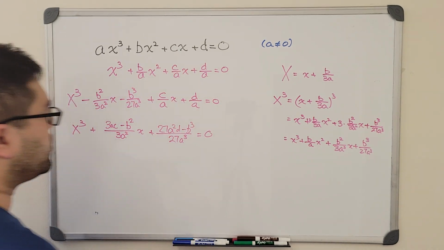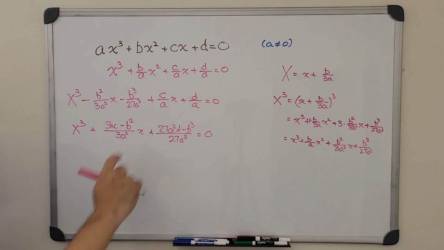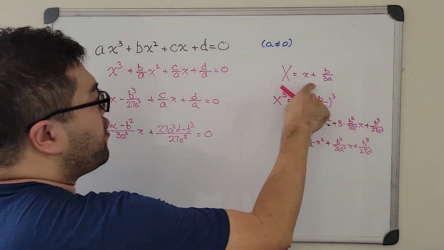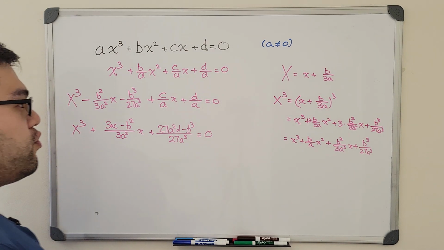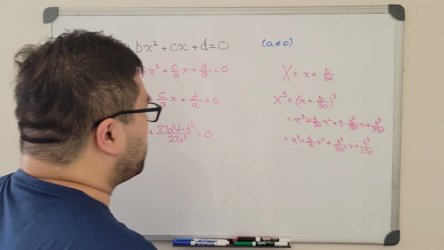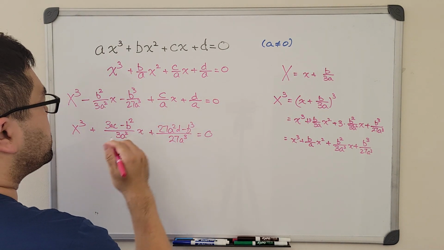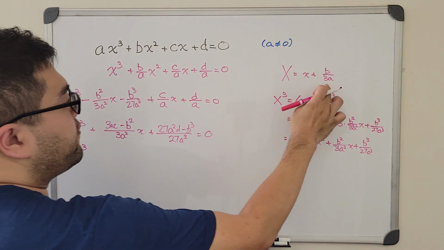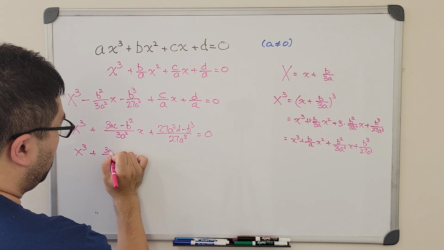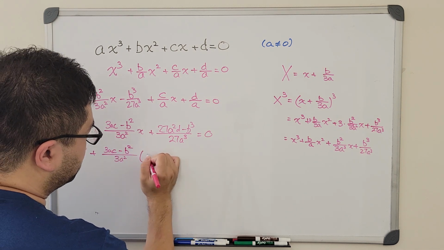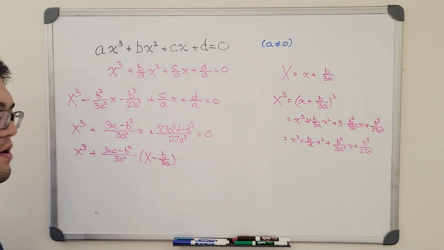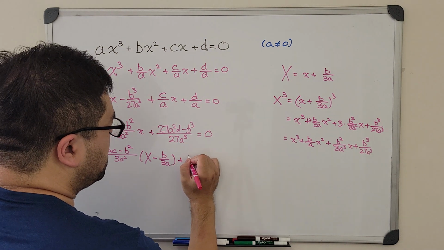And last but not least, we still have the lowercase x here. So we need to do substitution one more time. So from what we started off with, we assume that capital X is equal to lowercase x plus b over 3a. So if we move the constant term to the left hand side, we now get lowercase x is equal to capital X minus b over 3a. Good.